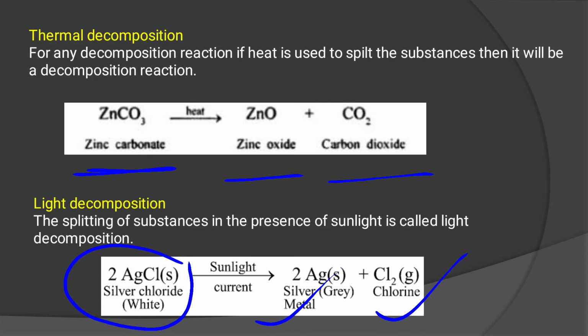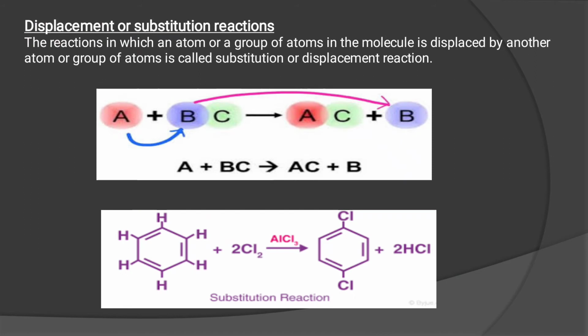So next we are taking up another reaction, that is displacement or substitution reactions. As the name suggests, the reaction in which an atom or a group of atoms in a molecule is displaced by another atom or another group of atoms is called a substitution reaction or displacement reaction. In simple words, whenever one compound is displacing another compound and another compound is substituting in its place, it is called a substitution reaction or displacement reaction.